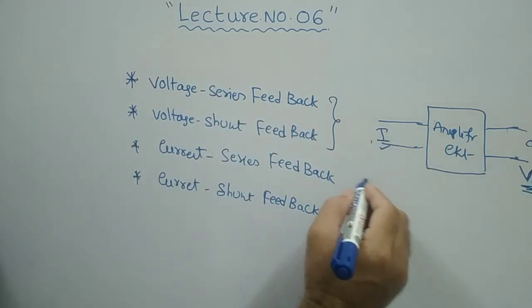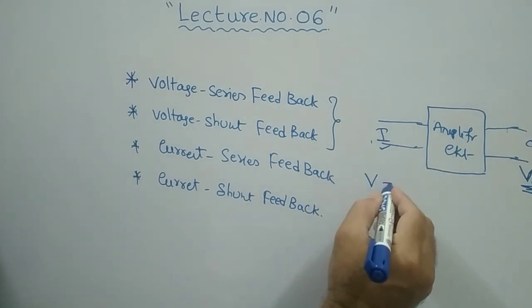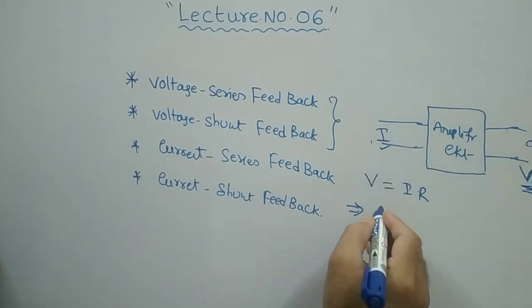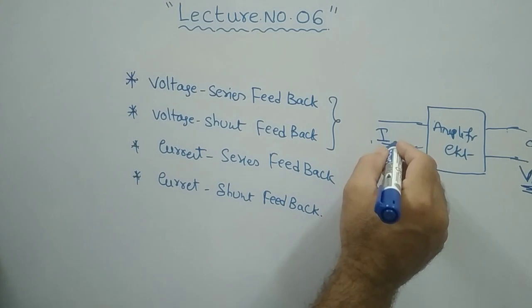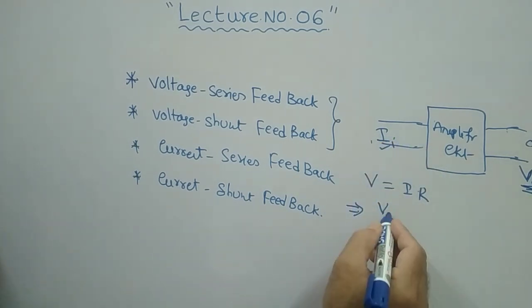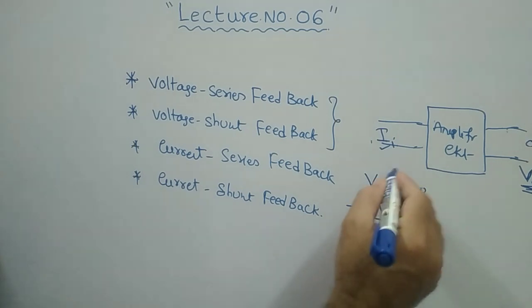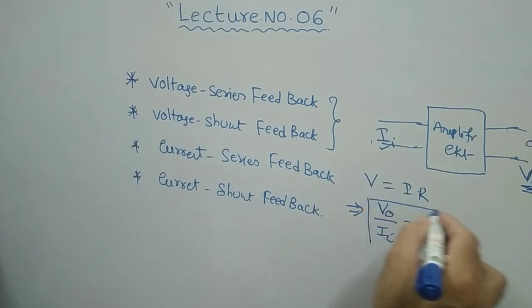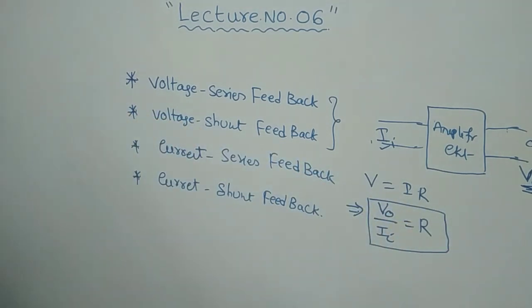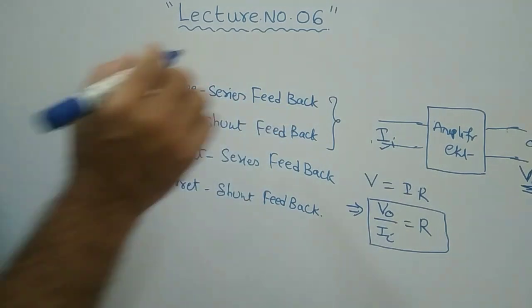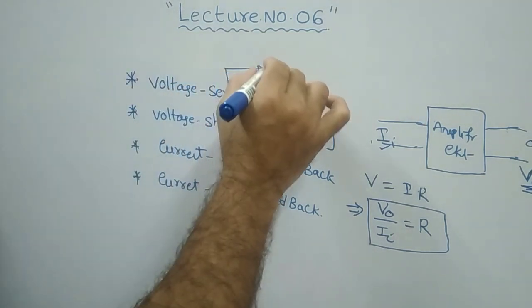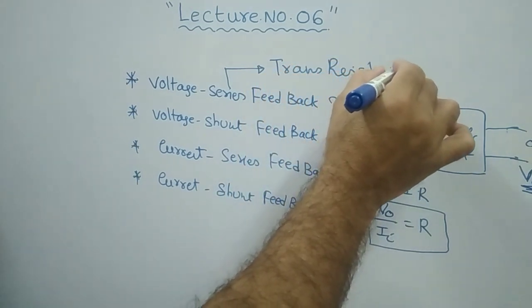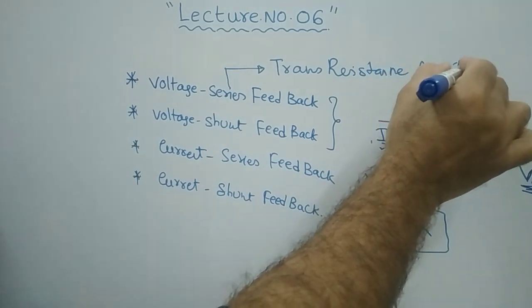Therefore, how can you write it from Ohm's law? V is equal to I into R. Otherwise, if you take the ratio V by I, meaning output V0 and input Ii, let us say, V0 by Ii means output voltage over input current, is it not? If you take the ratio, it is basically called a trans resistance amplifier. This is called a trans resistance amplifier circuit, clear?